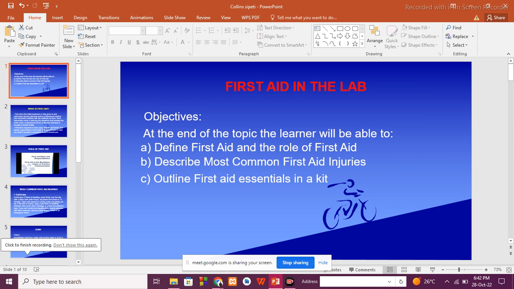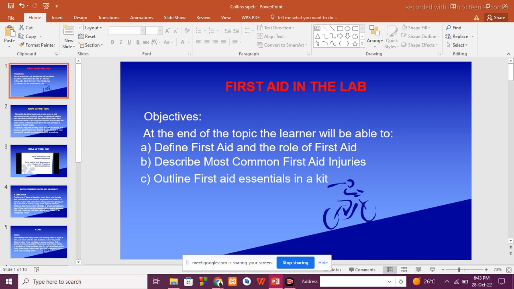So welcome to our lab practice today, and our first subtopic is first aid in the laboratory. Our objectives are, at the end of the lesson, we must be able to define what is first aid and also the role of first aid. The second objective is to describe the most common first aid injuries. And our last objective this evening is to outline first aid essentials.